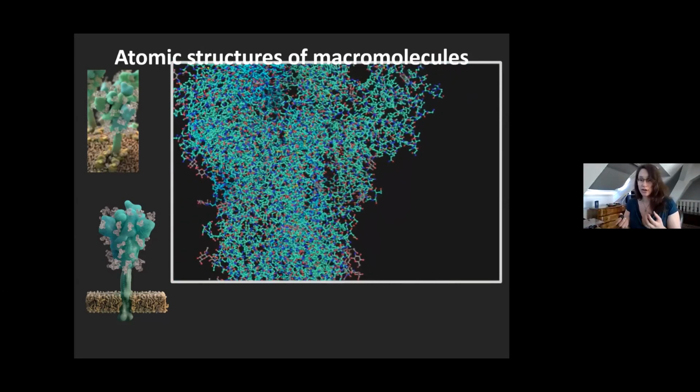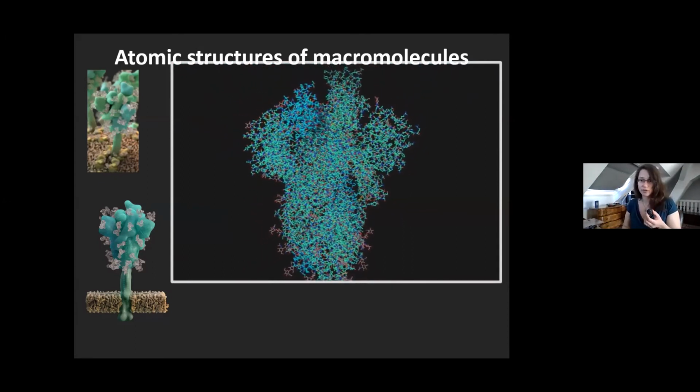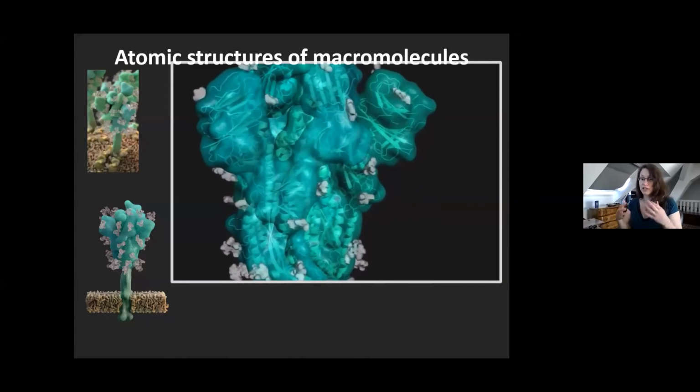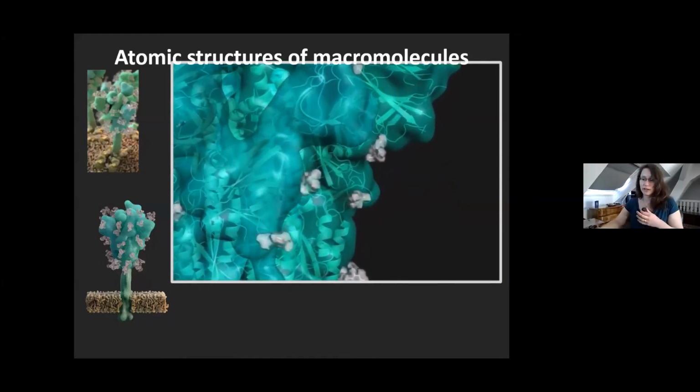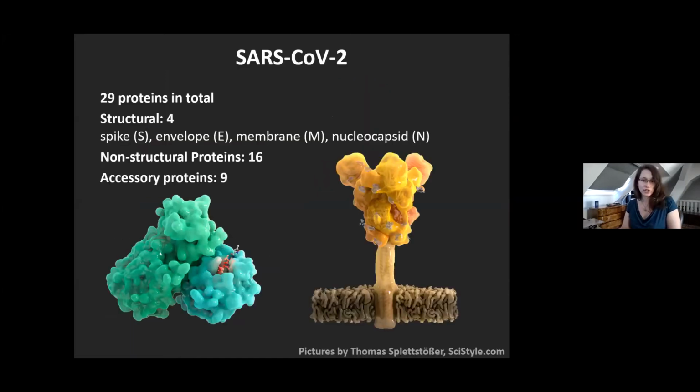But we cannot do atomic resolution structures of things where we cannot purify large quantities of similar particles or molecules. So we cannot have an atomic structure of the entire virus, but we can make atomic structures of individual parts of the virus. And that's actually already pretty helpful together with those EM pictures I've shown. But where do these structures come from?